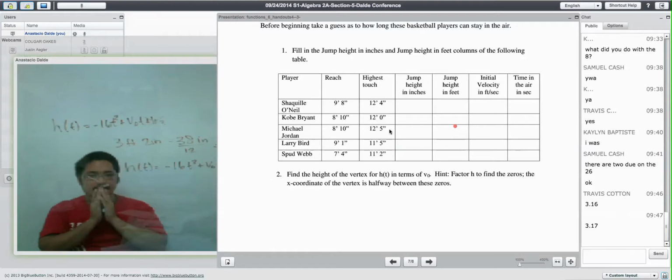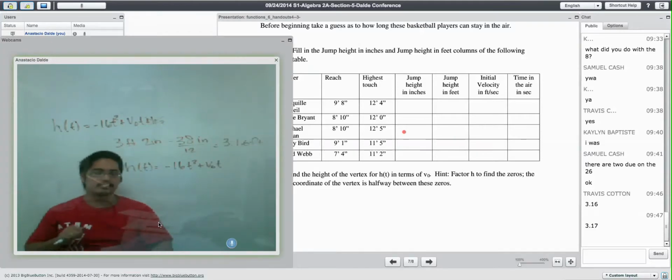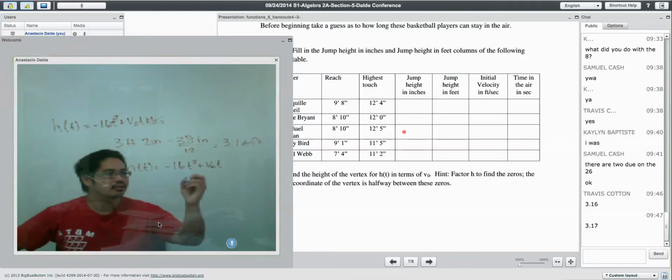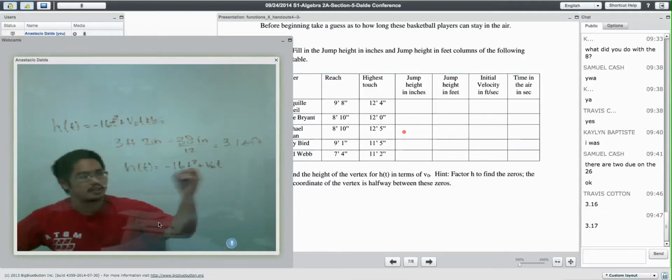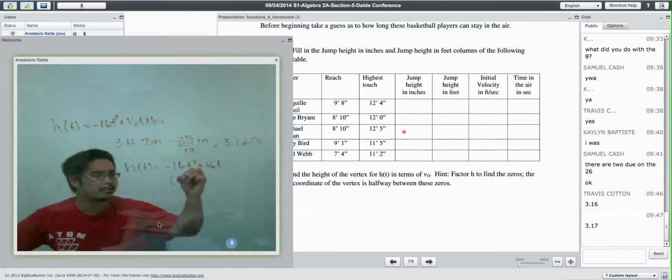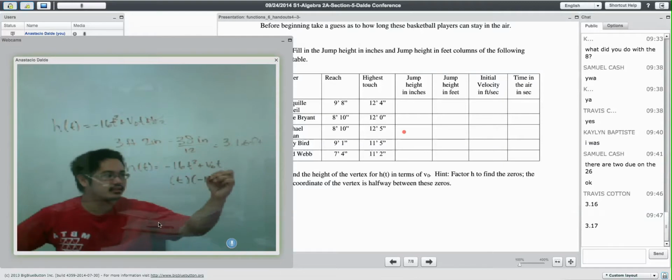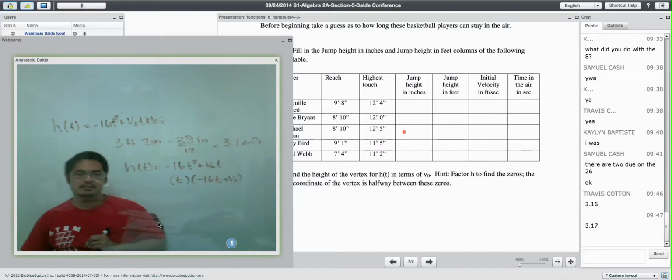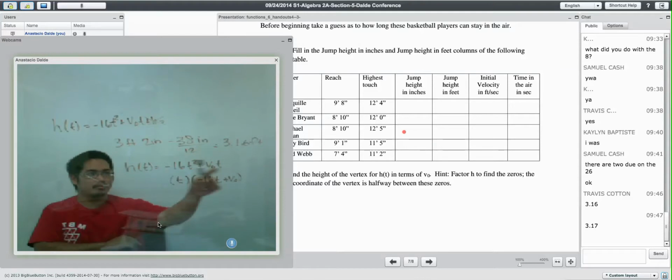I think the easiest thing to do would be to complete the square. Or what I could do is I could factor it. Let's factor it. So if I factor this, I can factor out a t, and I have t times negative 16t plus v naught. Got it? Does that make sense? All I did was pull out a t.